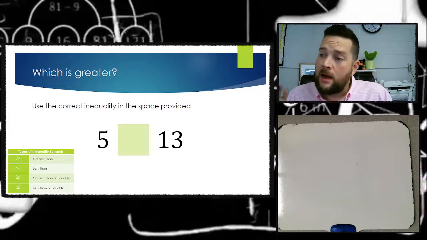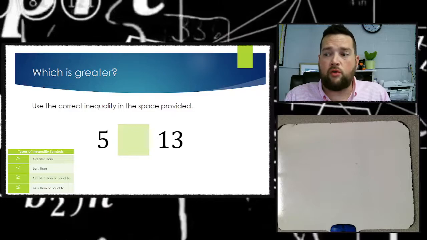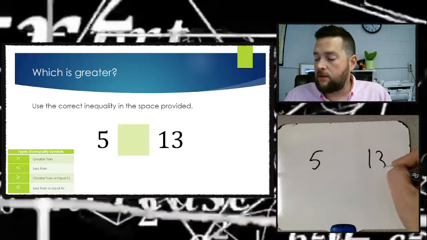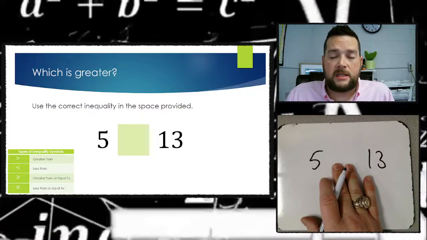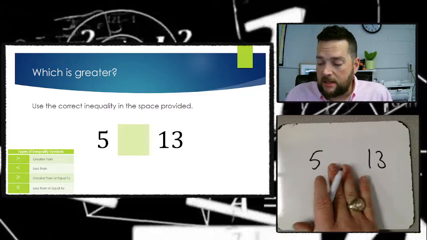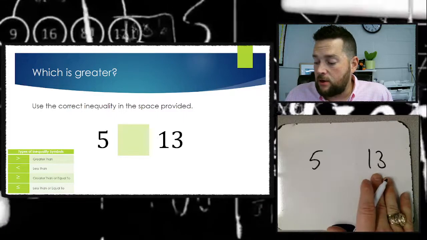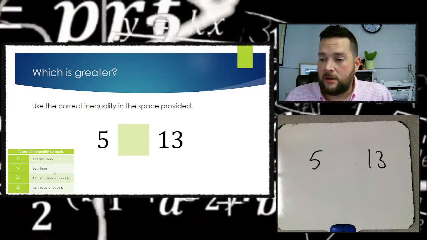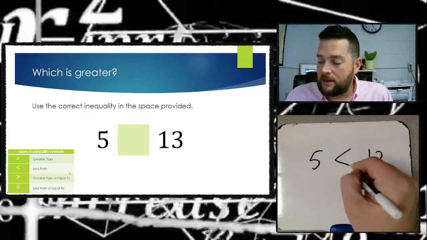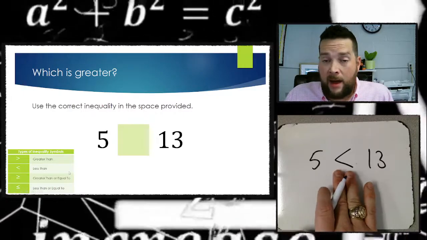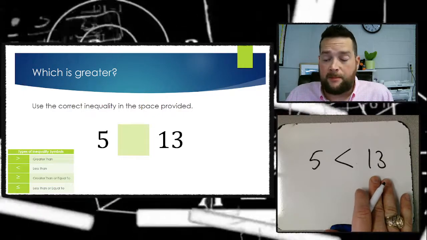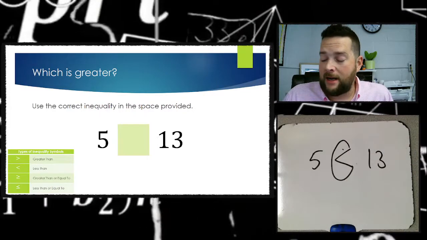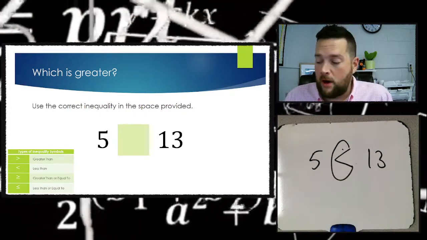So this one right here, the instructions are just to use the correct inequality in the space provided. So if you've got 5 and 13 here, the inequality that's going to go in between them is the one that's going to tell us that 5 is less than 13, all right? And that is the one right there next to the less than on my screen. But just to say it a different way, the mouth is going to eat the 13. A lot of times I like to do this with my students. I just make it a Pac-Man, all right? And the Pac-Man likes to eat the bigger quantity, all right?